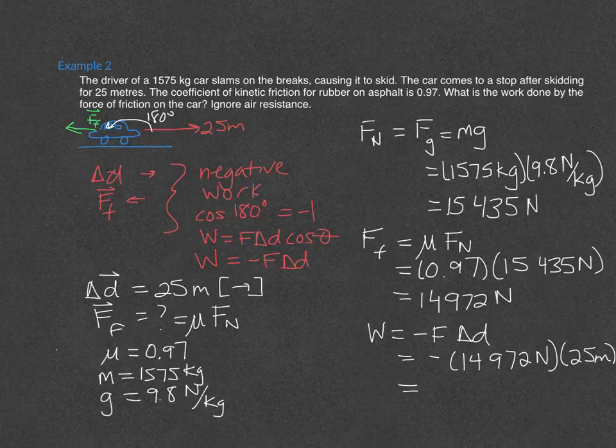It's negative 370,000 joules of work on the car when you round it. And we know it's negative work because it's slowing down and because there's 180 degrees between the force and the displacement, when they're in opposite directions, which gives us -1 for cos theta and puts a negative in for our work.